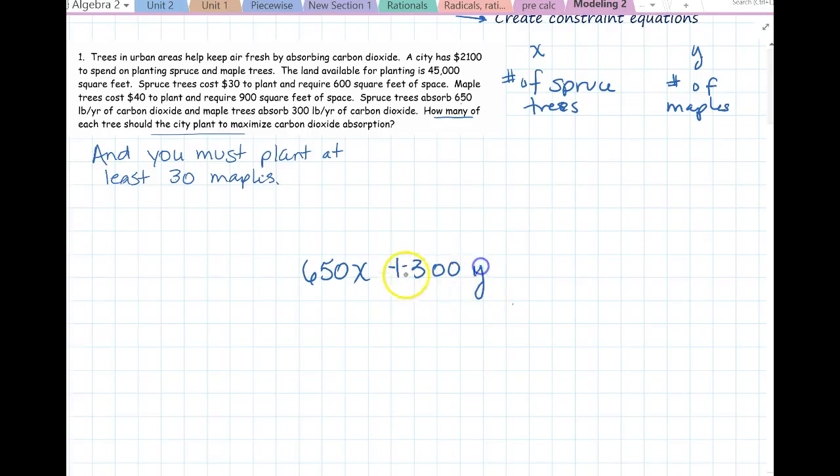Now, I don't know what they equal. I just need to find the maximum, but I have now made my objective equation. So I don't need to worry about those numbers or phrases about carbon dioxide at all.